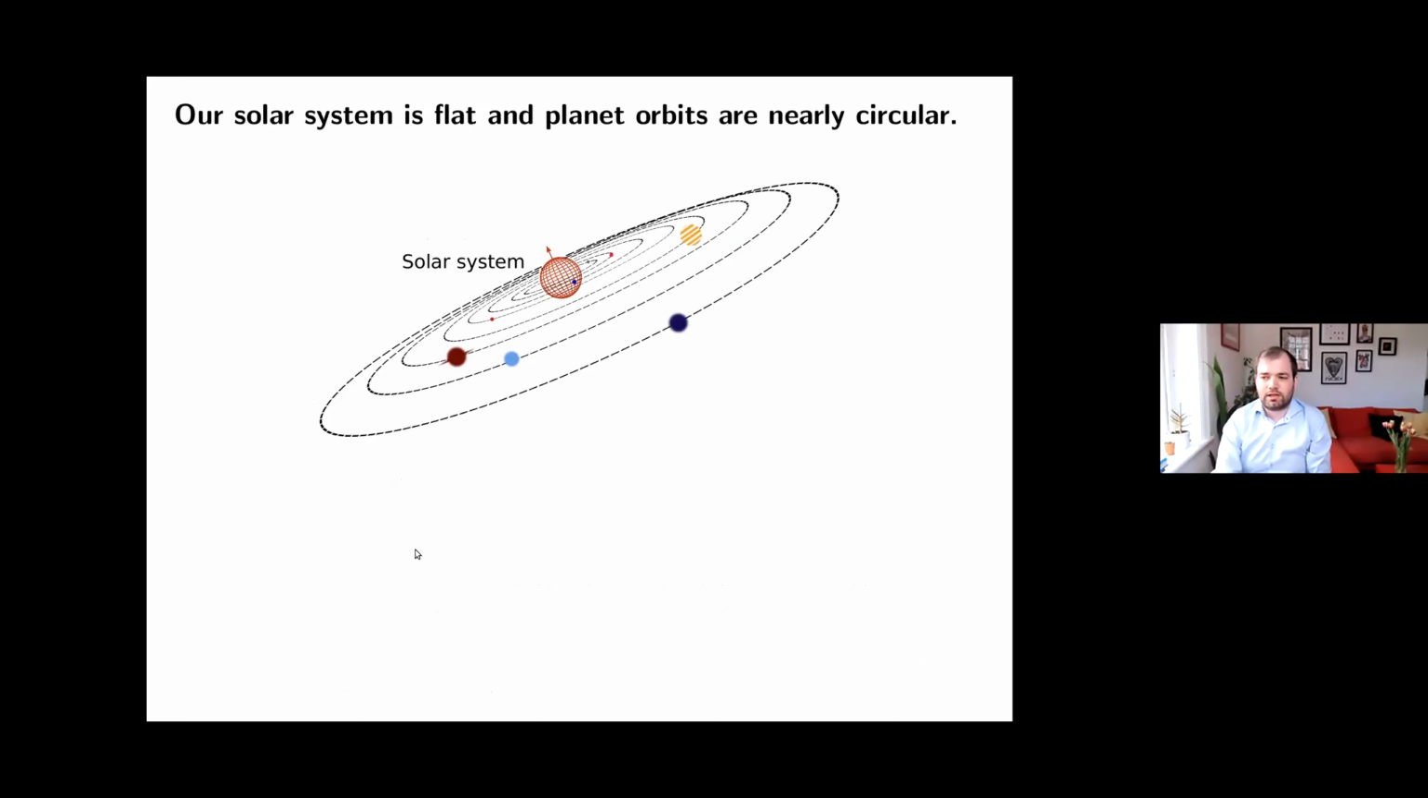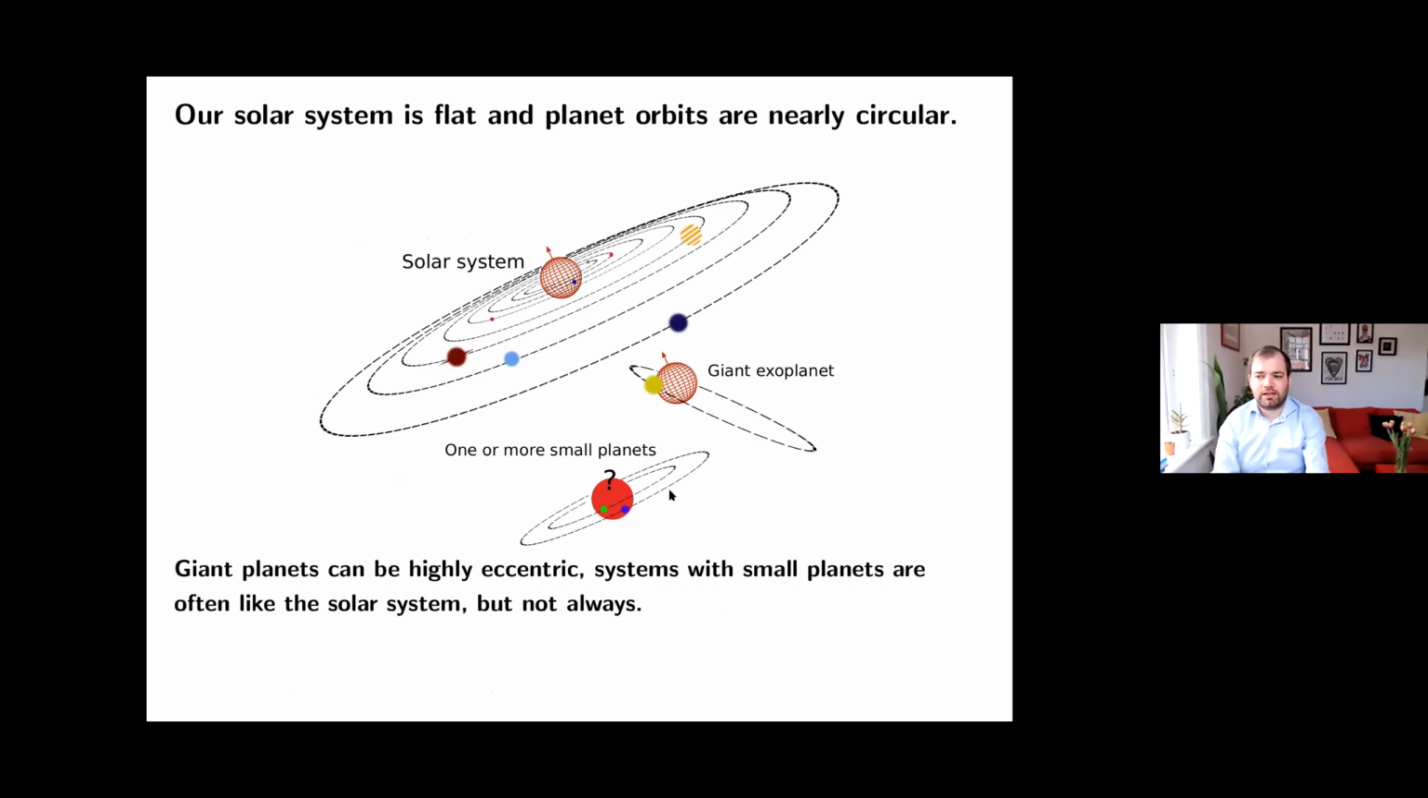And so to summarize, that was my solar system picture. If we then look at exoplanets, we first saw that for giant exoplanets, for massive exoplanets, it turns out that they're often highly eccentric, but systems with small planets are generally more like the solar system, especially the multis. But there are also some that appear to be singles, which are quite different, for reasons we are beginning to understand.